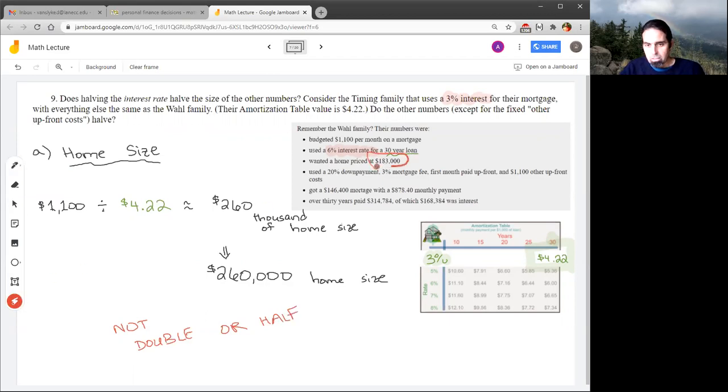We had the home size. We got a great deal. We waited until a time in our life when interest rates were really low. But unsurprisingly, if we go from $6 even to $4.22 on the table, that's not half. Half of 6 would be 3. And since we didn't get half here, then this number doesn't turn into anything that's half or double. So yes, we can get a bigger home for the same budget if the interest rates are cheaper. But it's not going to be as clean with math as just double. You don't get double the home size.